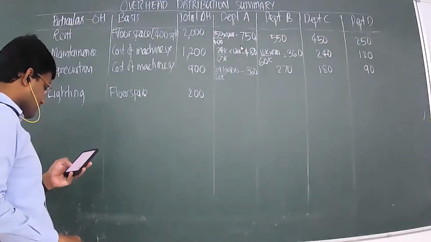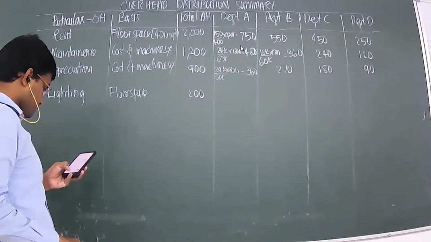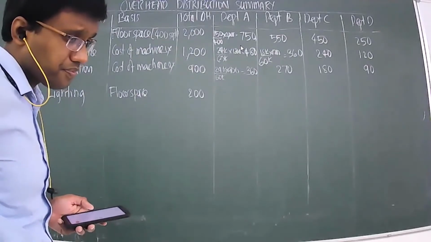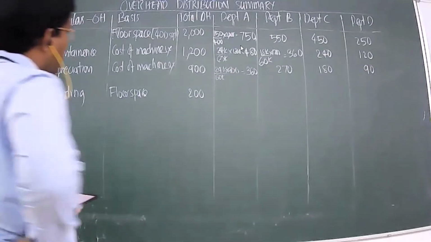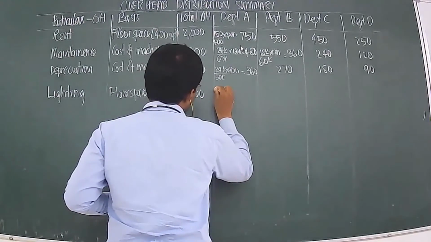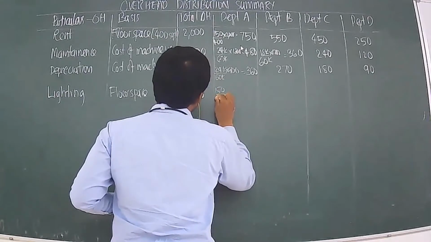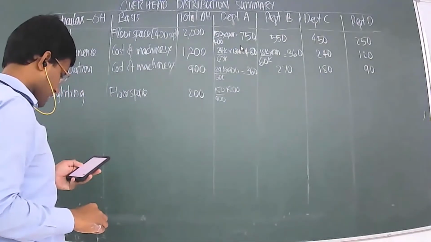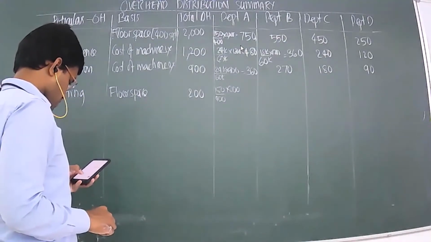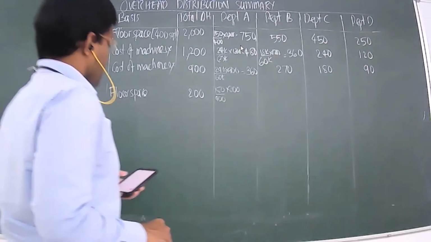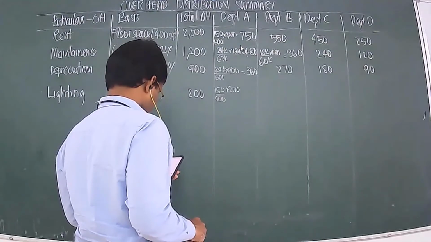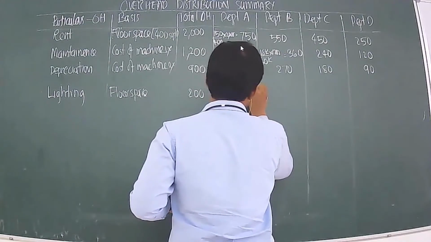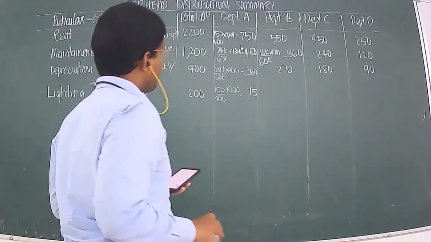Let us calculate this. First case, how do we calculate? 150 divided by 400 into 200. This is how you should be calculating for this. So here this will be 75.